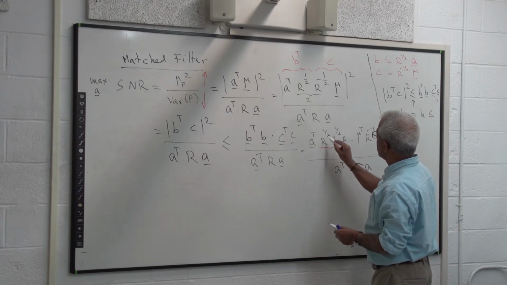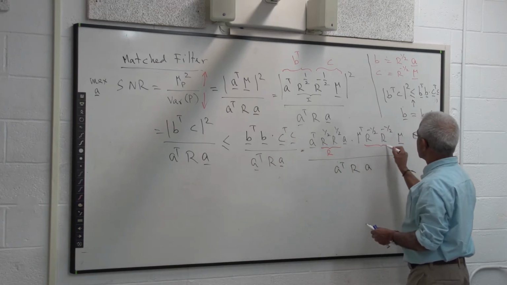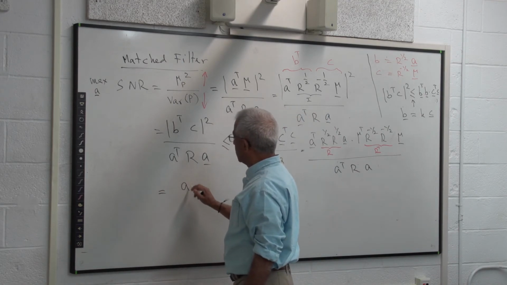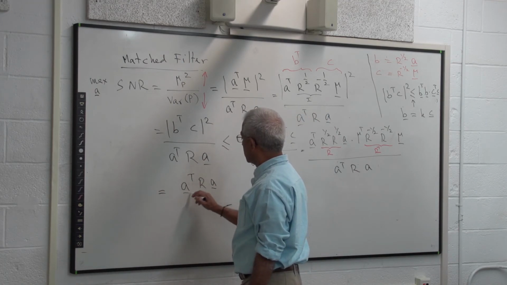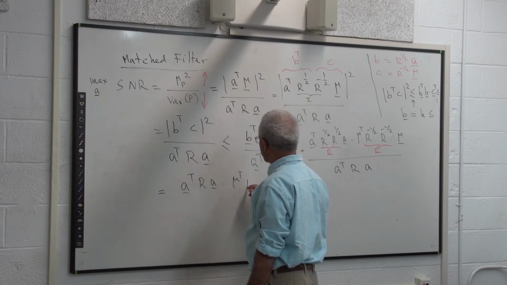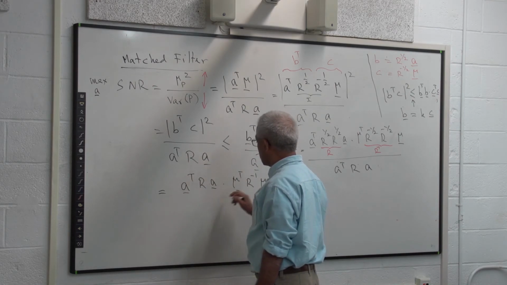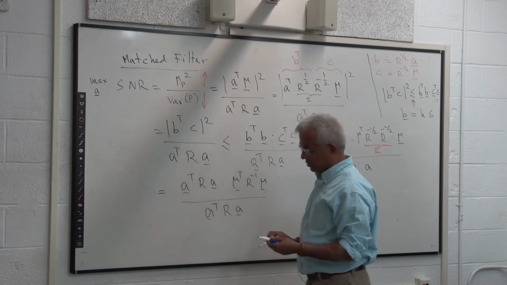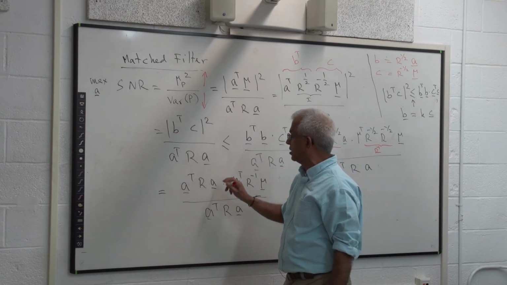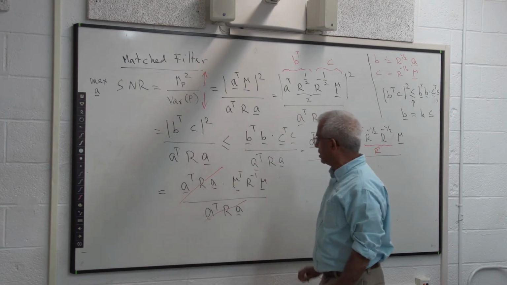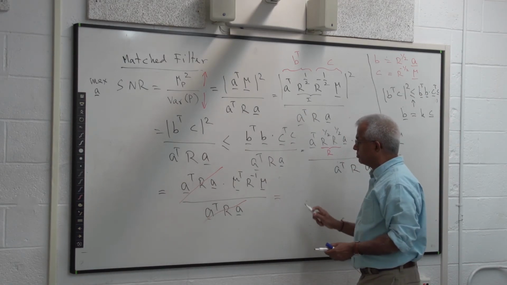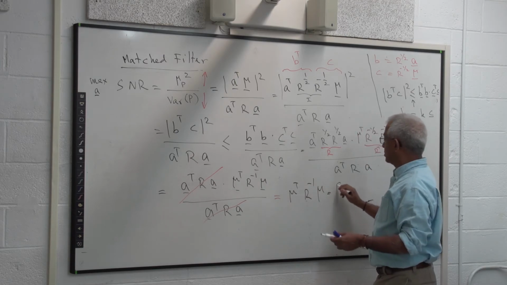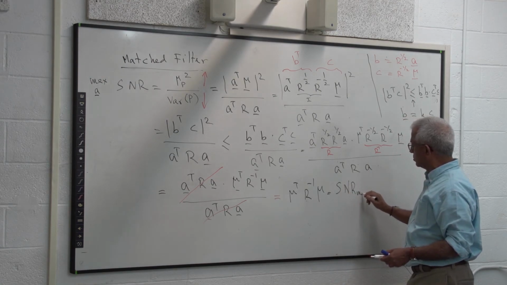But notice that R half times R half is R. Similarly, this quantity is R inverse. So in the numerator we have A transpose R A multiplied by mu transpose R inverse mu, over A transpose R A. This is standard practice in matched filter theory and signal processing. Notice that this cancels and you get the answer to be mu transpose R inverse mu. So this is the maximum value of that signal to noise ratio.